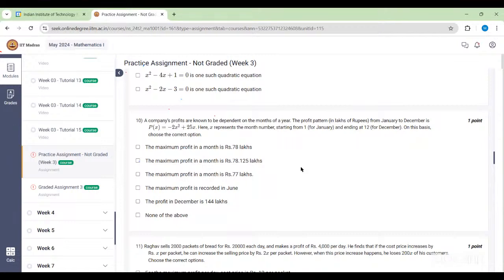Ma'am, for the month which gave the maximum profit, if we apply minus b by 2a, it is not possible. It is giving the answer in decimals.